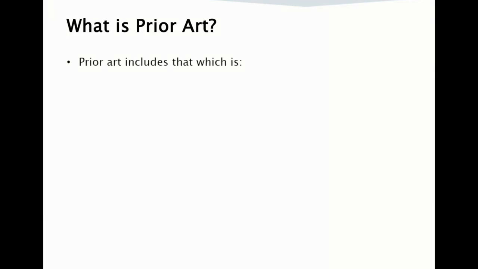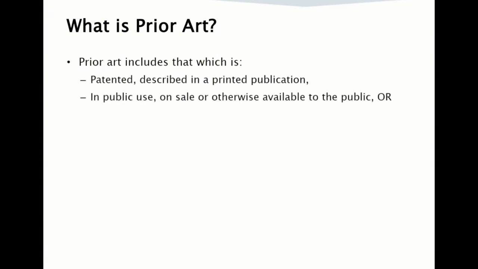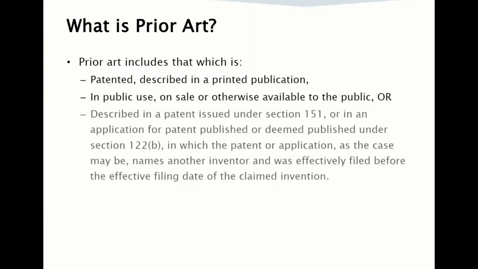To review, prior art includes that which is patented, described in a printed publication, in public use, on sale, or otherwise available to the public, or described in a patent issued under Section 151 or in an application for patent published or deemed published under Section 122B, in which the patent or application, as the case may be, names another inventor and was effectively filed before the effective filing date of the claimed invention.